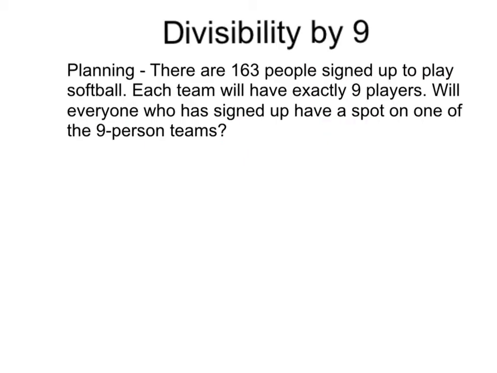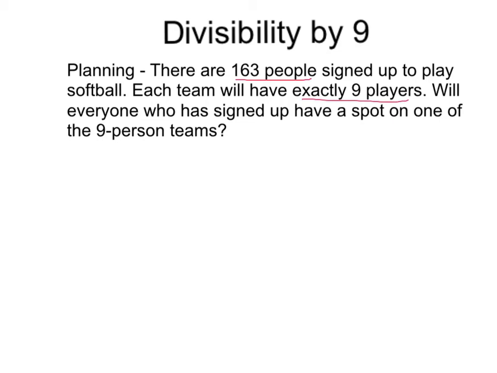Now let's look at divisibility by 9. 9 works just like 3. The sum of the digits has to be divisible by 9. So let's look at our word problem. This is a planning word problem. It says there are 163 people signed up to play softball. Each team will have to have exactly 9 players. Will everyone who signed up have a spot on one of the 9-person teams?